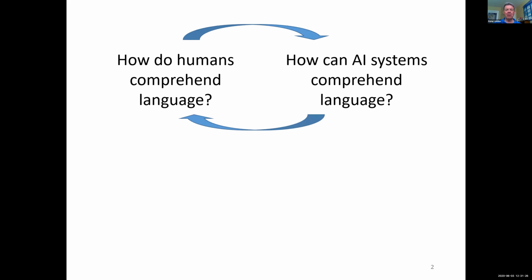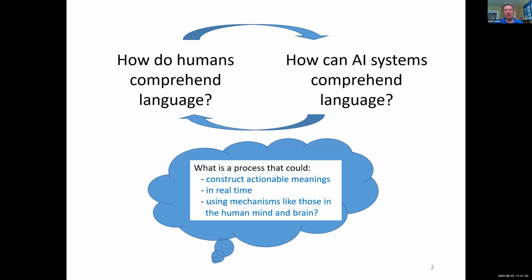So to turn all that into a more specific question that we want to work with, we need to figure out what is the process that could do these three things. Construct actionable meanings from sentences, do that in real time, and use mechanisms that are similar to those in the human mind and the human brain.